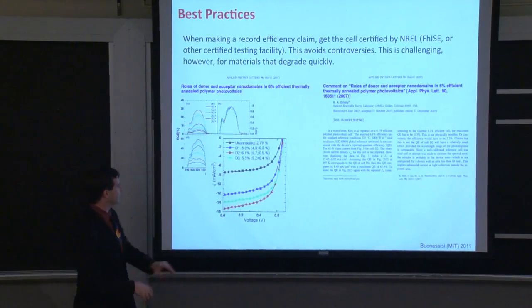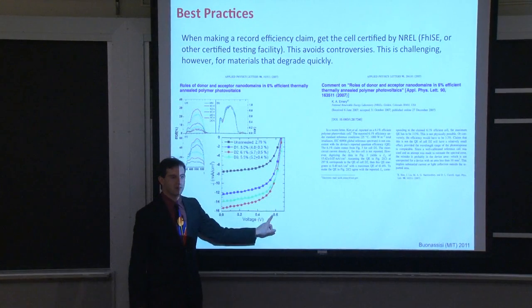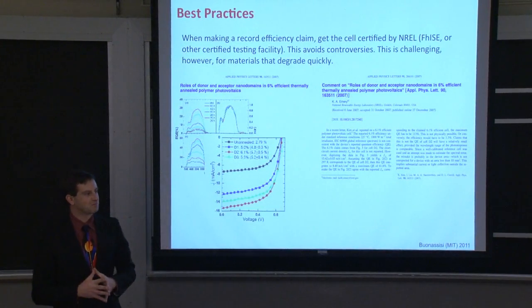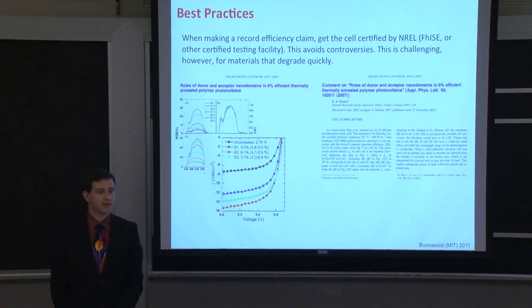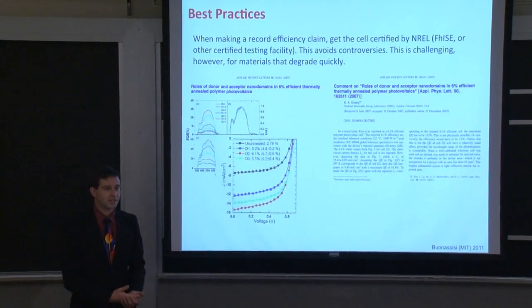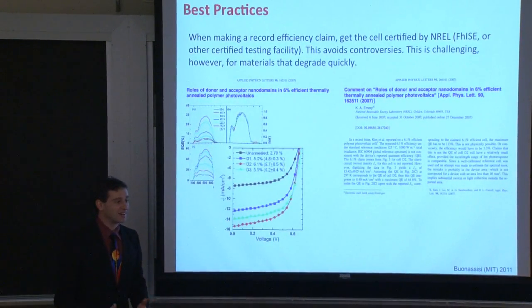Then you can place your IV curve inside of your publication, and in the little corner over here, it'll have the figure of NREL or ISE and the properly certified information. Now, that can be rather complicated if you're, for example, growing organic materials that degrade quickly. Somehow you have to transport it over there without degrading.